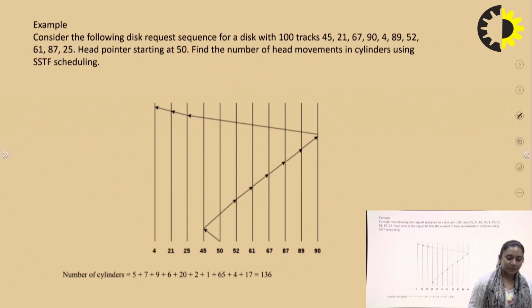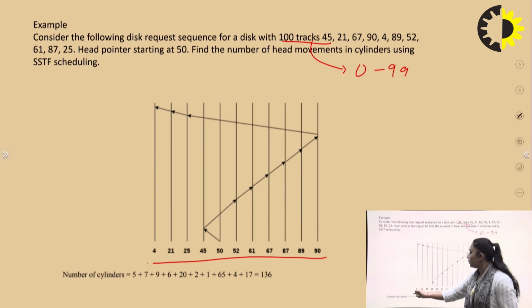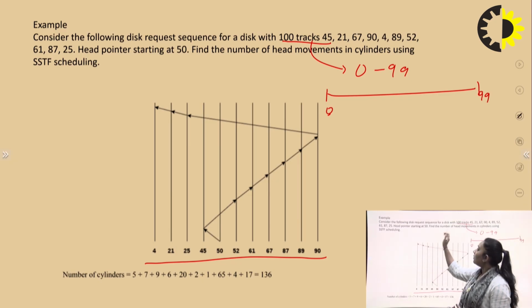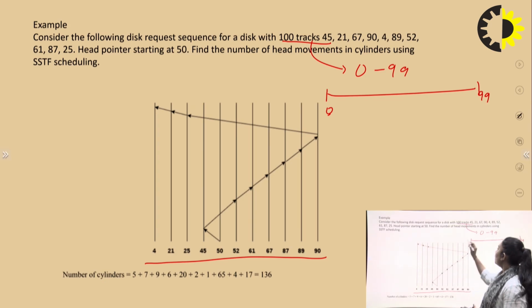As you can see, the question is: consider the disk request, where we have 100 tracks, so the range of the tracks is 0 to 99, right? You need to calculate within this range. Next we have the sequence of the disk requests, and the starting point is 50. For example, you need to calculate like this.